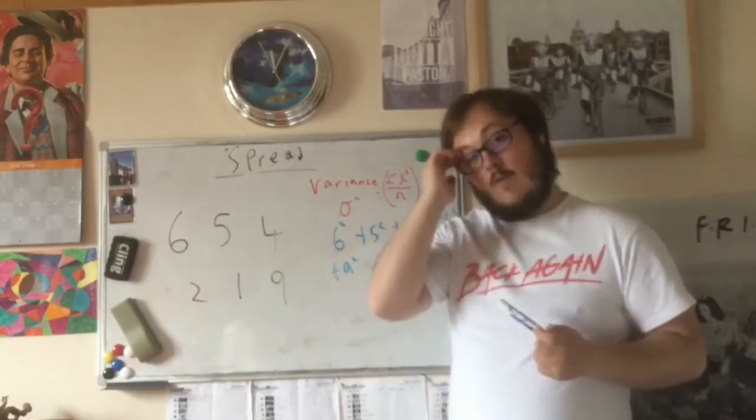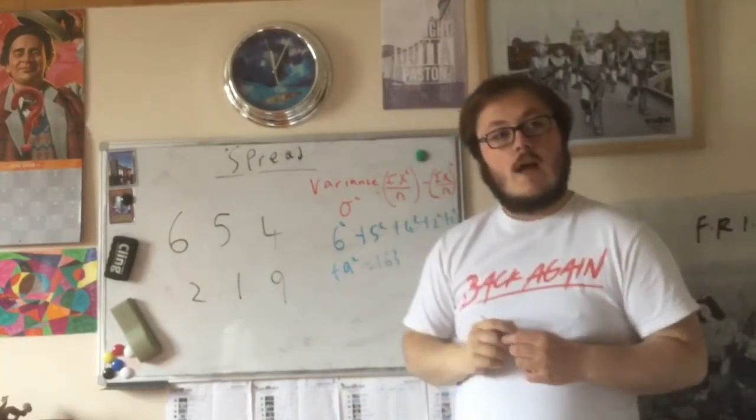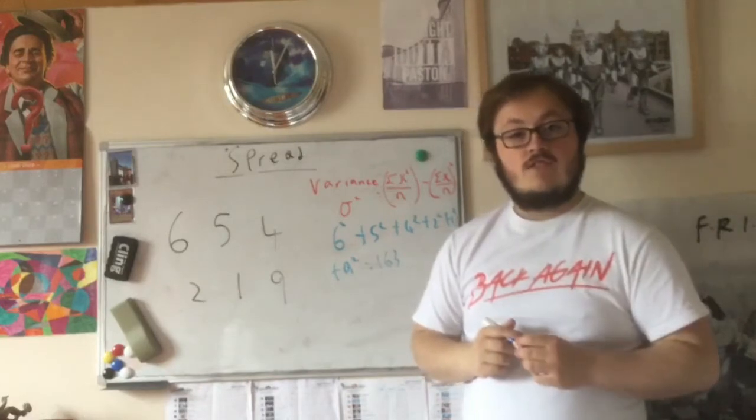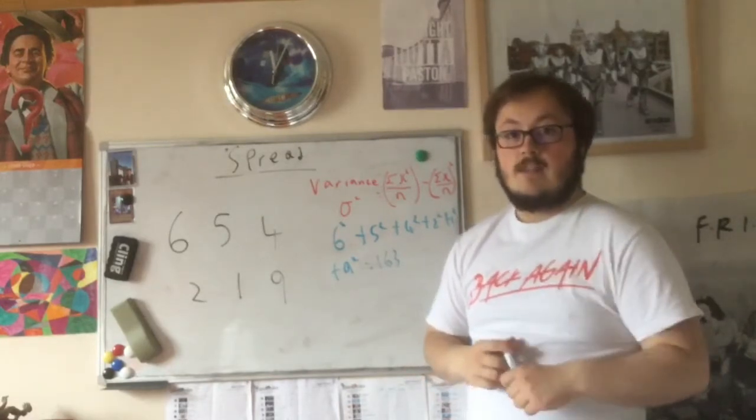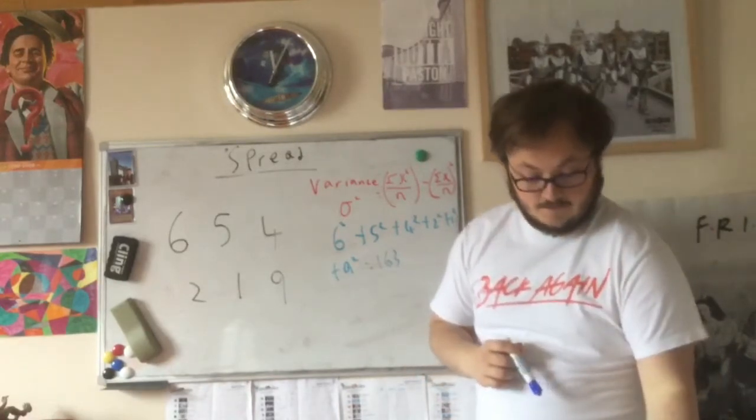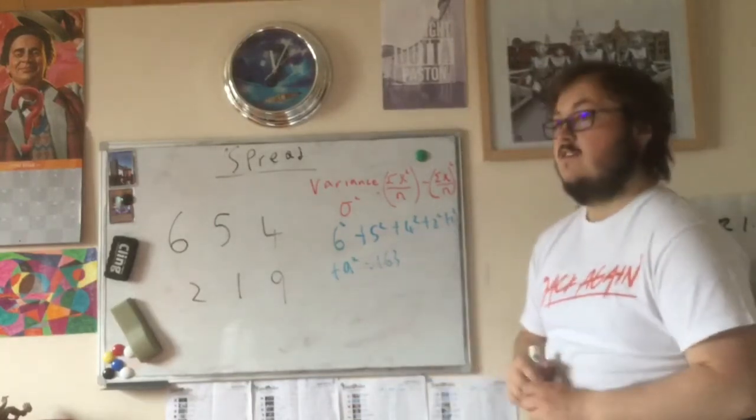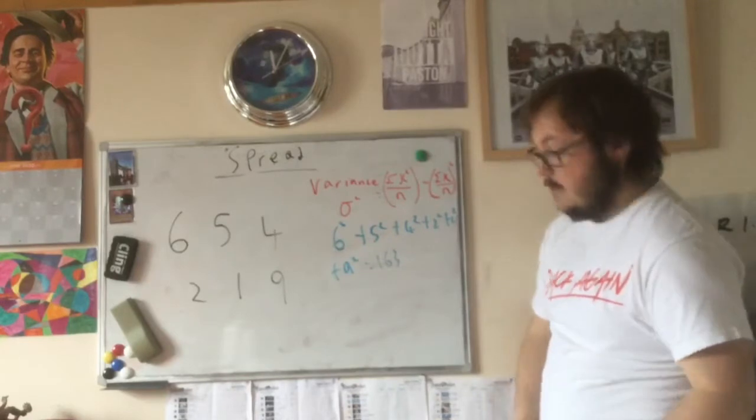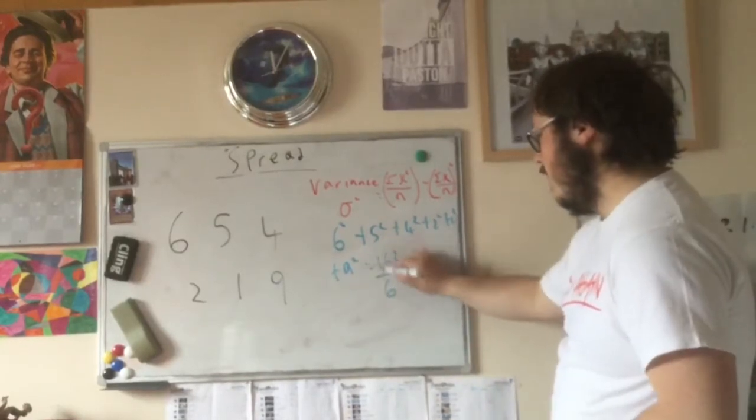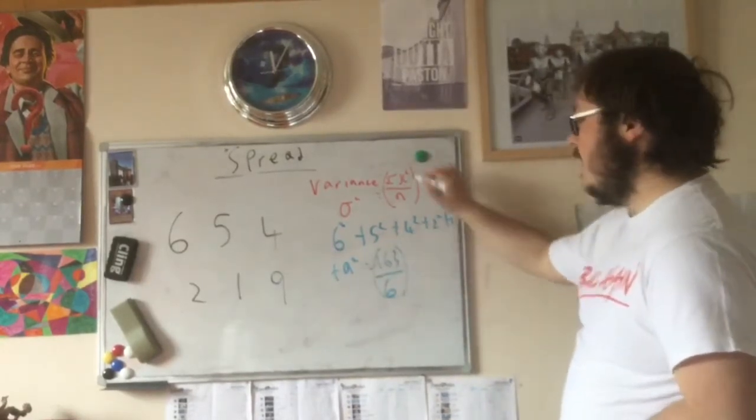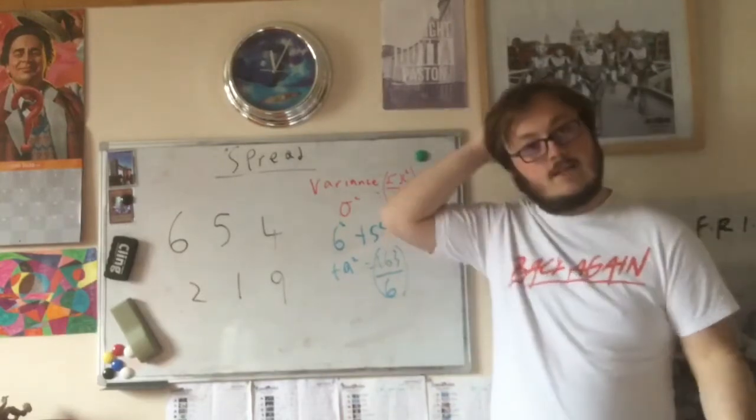So, we need to find the mean of that squared. We have to divide 163 by how many numbers there are, which is 6. And that will get us 27.166666667. So I'm going to put 163 over 6 here, because we know that is the mean of the squared.